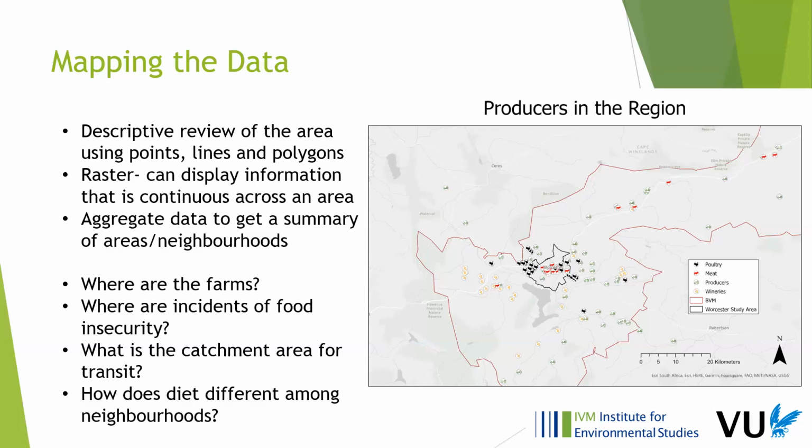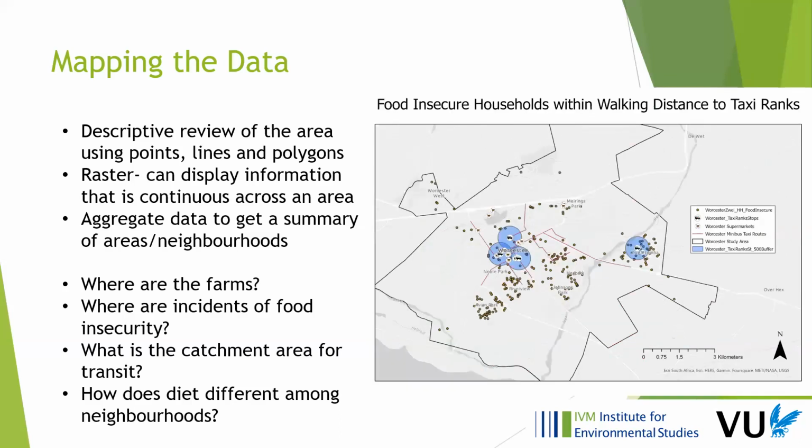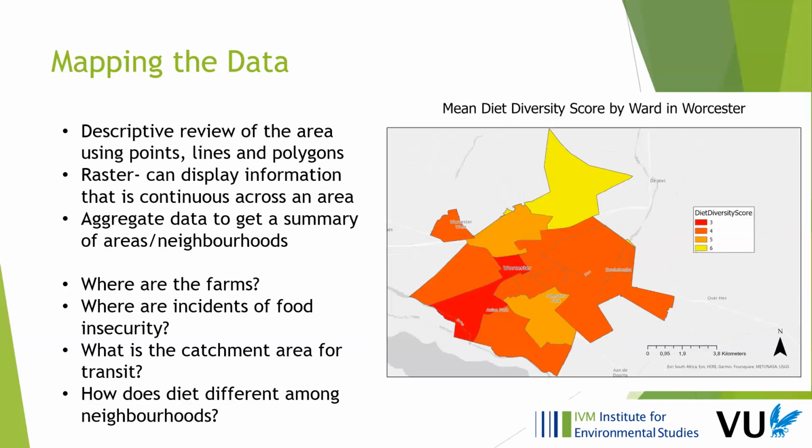We can also aggregate data to get a summary of areas or within neighborhoods. So for an example, we can map all the producers in a region. We can ask the question, where are the farms? Next, we can map where we have households experiencing food insecurity. In this map, we also can identify the walking distance to the closest transit and ask the question, what is the catchment area for transits?